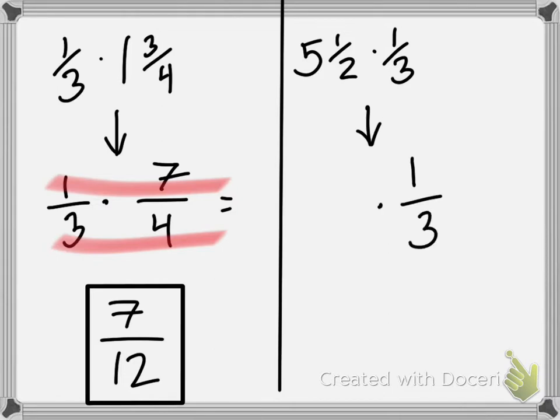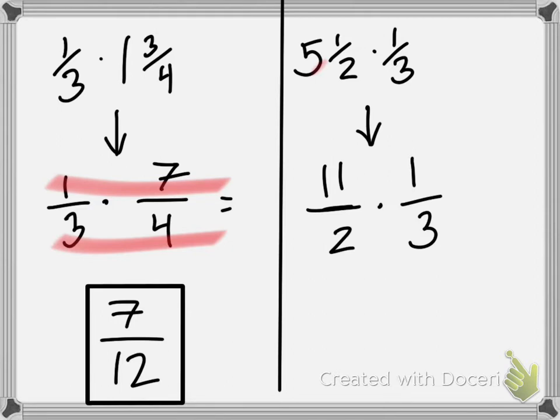But I have to make 5 1/2 a fraction. I know my denominator stays the same, so I'm automatically just going to put that. And then I have to figure out what goes on the top of it. What goes on the top? So when we do this, 5 times 2 is 10. Plus 1 is 11. I get 11 halves times 1/3.